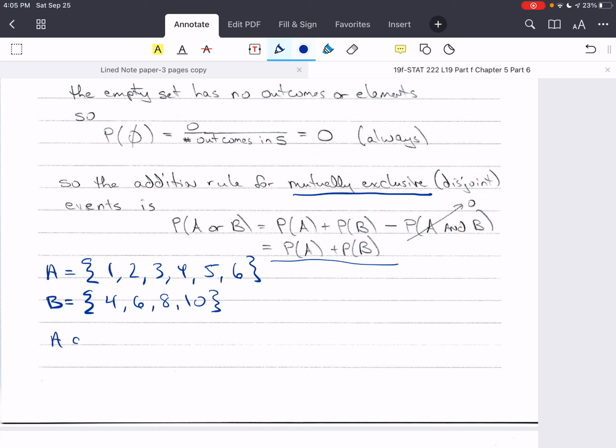Now, A and B is equal to the set of numbers that are in both. So I've got 4 and I've got 6. So this is 4 and 6. So I'm going to undo my underlining there. Okay. Keep it a little neater. Now, what is A or B?